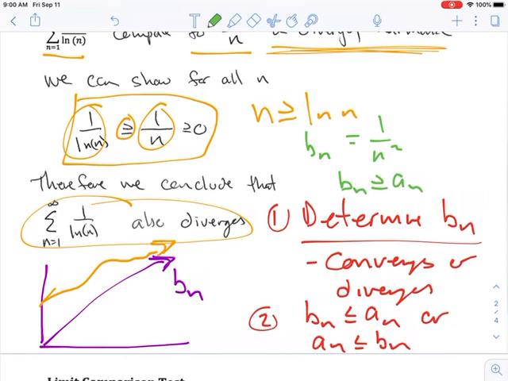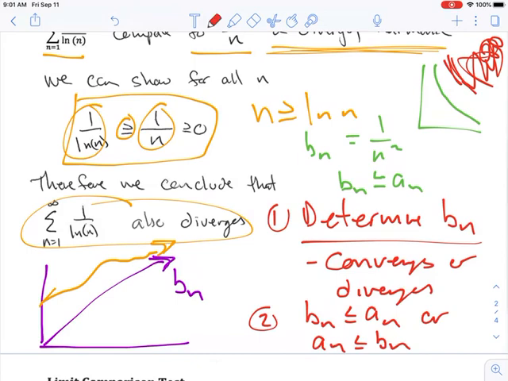Because if b sub n is converging, then you have to show that, oh, I'm sorry, I did that the wrong way. If b sub n is less than or equal to a sub n, it doesn't work. This test isn't going to work. Because if b sub n is less than a sub n, that means a sub n is up above it somewhere. And so even though b sub n in green is converging, a sub n could be doing anything it wants to up here. It's free to go wherever it wants.